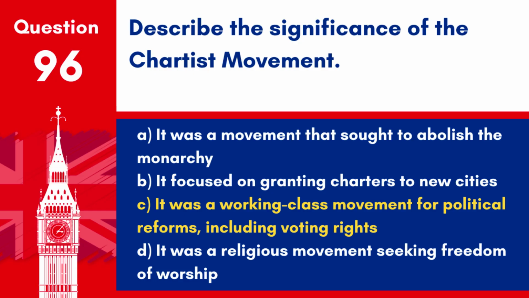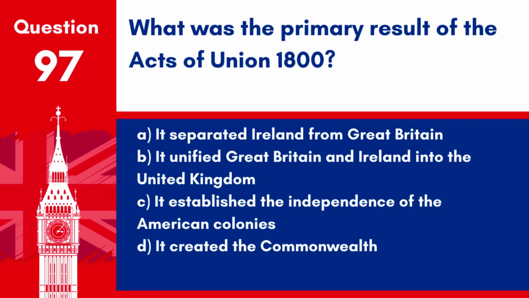The Chartist movement in the 19th century was significant for advocating democratic reforms, such as universal male suffrage. Question 97. What was the primary result of the Acts of Union 1800? A. It separated Ireland from Great Britain. B. It unified Great Britain and Ireland into the United Kingdom. C. It established the independence of the American colonies. D. It created the Commonwealth. Answer: B. It unified Great Britain and Ireland into the United Kingdom.